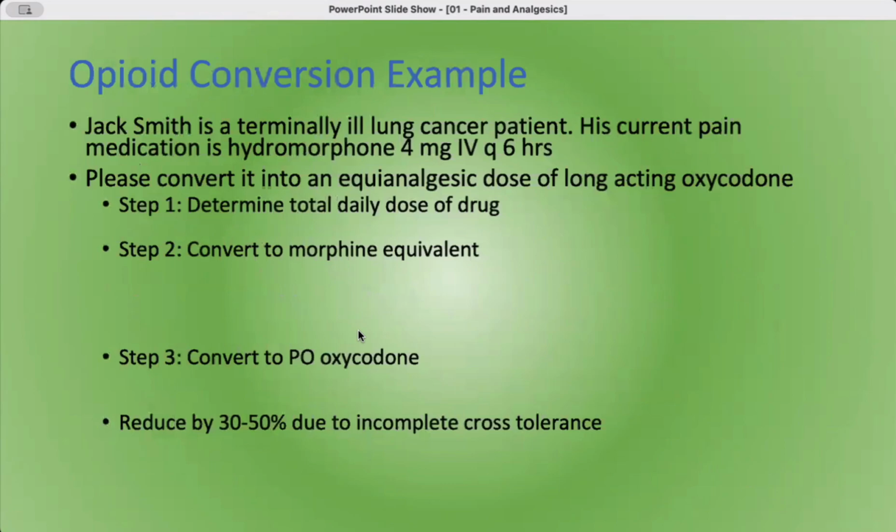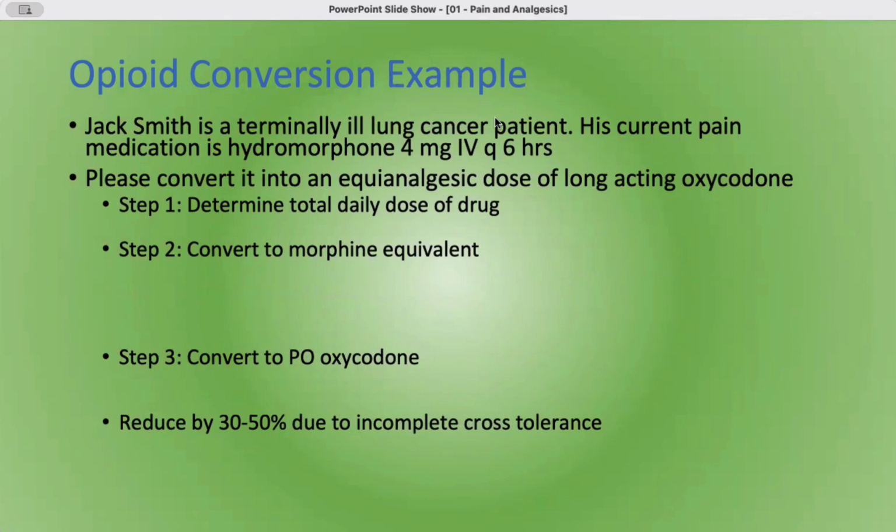So we'll kind of walk through an example. In the Blackboard folder for this pharmacology lecture is a more in-depth presentation from one of my colleagues, Dr. Lynn McPherson, who has a specialty in this area of palliative care. And it will be very helpful to kind of practice. And there are additional resources that I'll be sharing with you as well. But we'll run through this example really quickly in the interest of time.